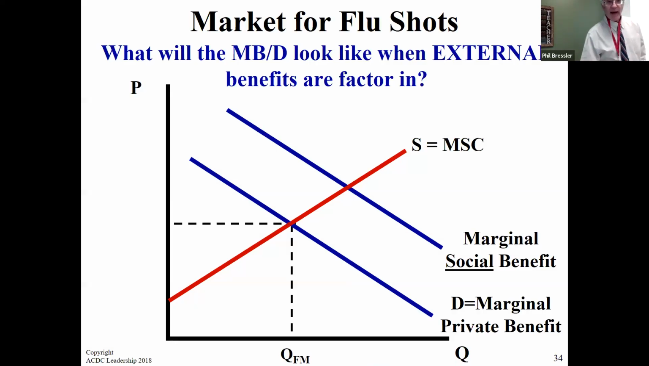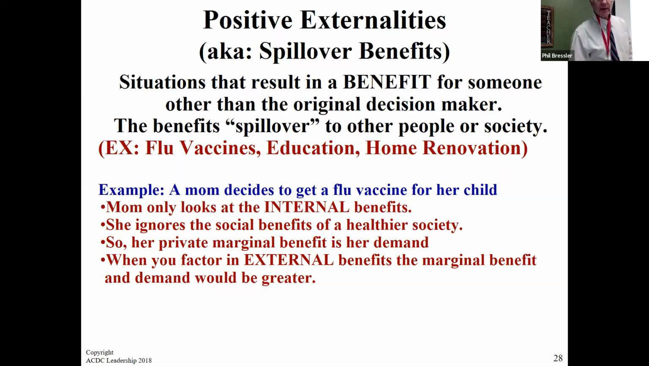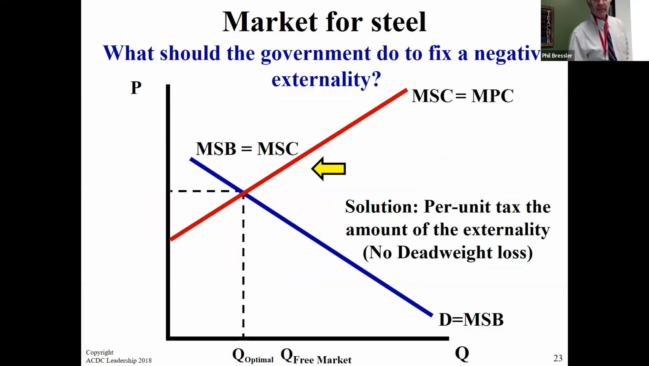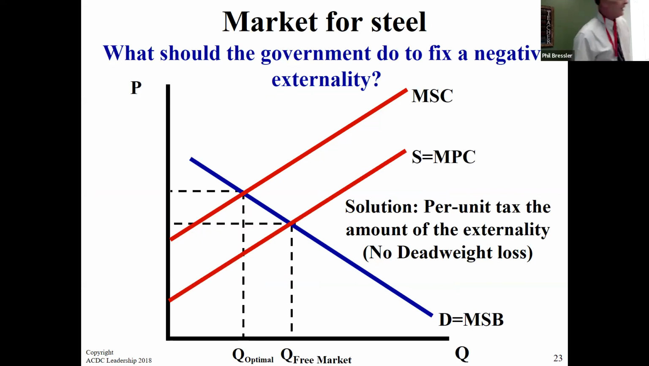If I take us back to the negative, here I'm producing too much. Here's the market, here's the optimal, so the government's going to have to tax me. How do I find how much? I take the market line straight up, that's my external cost. That's how much the tax should be.